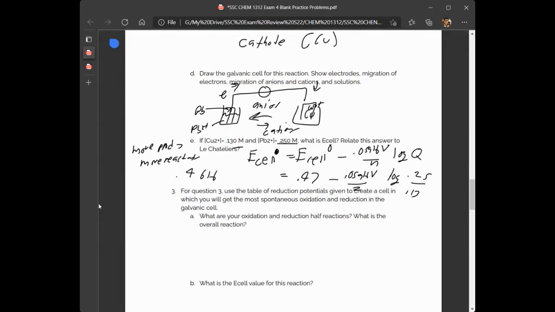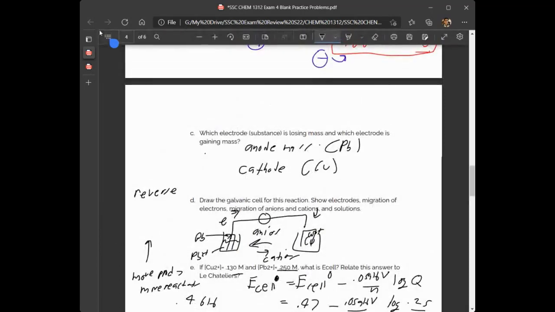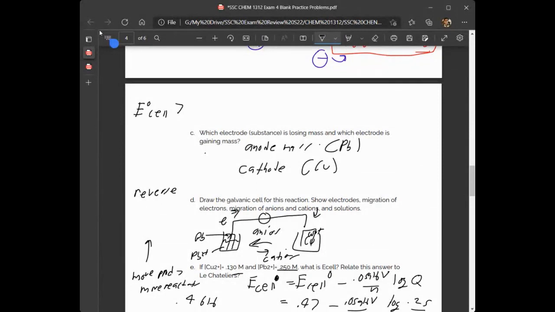Okay, so we have more products than reactants, right? So if you remember from how K or Q works, when this happens, you go in the reverse reaction, right? And that's how to think about how we do that for an E cell value. So E cell, when it's bigger than 0, it's going to go from left to right, right? So we would think that a smaller E cell value.